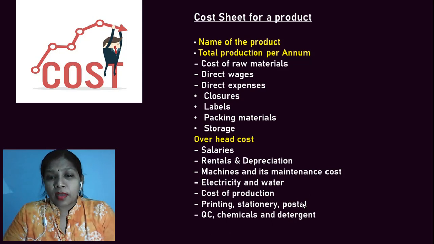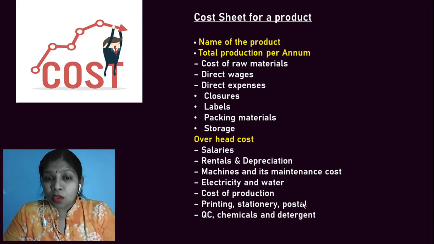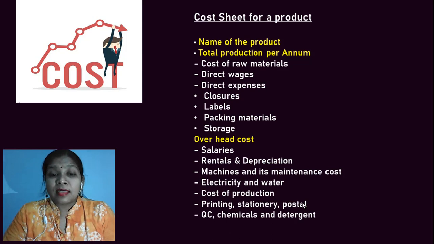The cost of the production, that means it's the miscellaneous things which you are missing during this or in this overheads, that comes under the cost of the production. Next is printing, stationery and the postal charges, like you need to print the label, you need to have some stationery and you need to post it. So these charges are under this head.